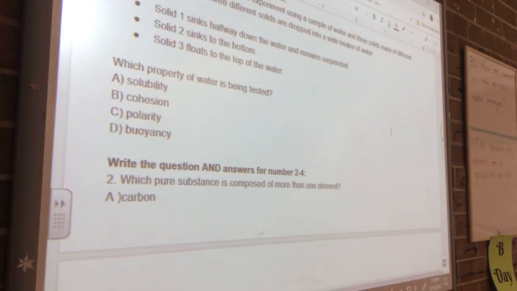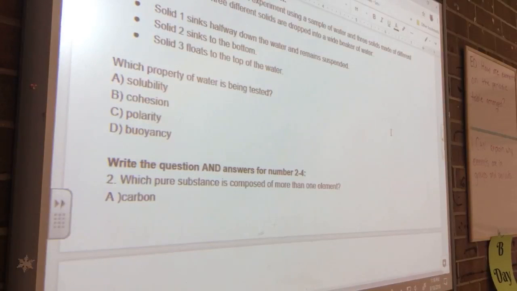Solid 1 sinks halfway and remains suspended, which means it kind of hangs out there in the middle. Solid 2 sinks all the way to the bottom. Solid 3 floats at the top. Which property of water is being tested? Mark, I saw your hand first. Buoyancy, very good. That is D, buoyancy.